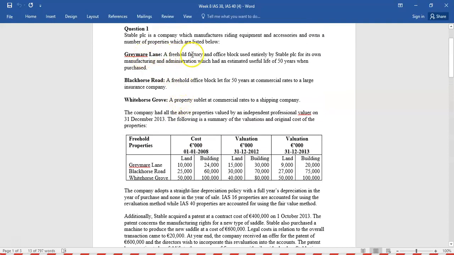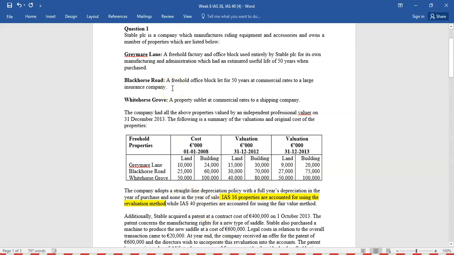Grey Mare is a freehold factory used entirely by Stable. So that means this falls under the remit, if you're writing it down, of IAS 16. It's used by the company itself, with a useful life of 50 years, and bought on the 1st of January 2008. It has land and buildings revalued at the end of last year and revalued at the end of this year. As you're told in the question, in IAS 16, properties are accounted for using the revaluation method. So you need to make sure you read the full question as you account for it correctly.